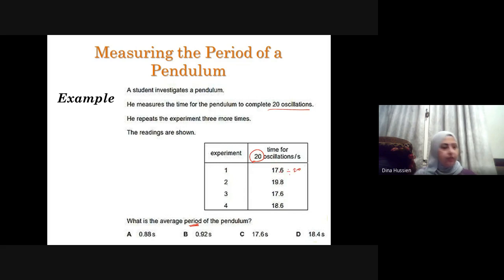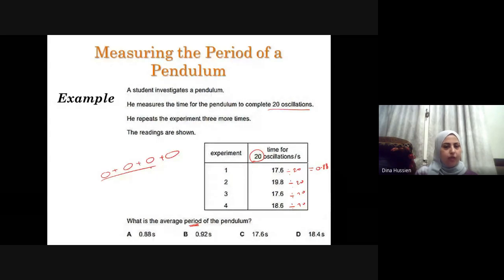So I'll do 17.6 divided by 20 and write the answer, which will be 0.88. Then I'll do 19.8 divided by 20, 17.6 divided by 20, 18.6 divided by 20. And then how do I get the average? I'm going to add each and every value, the 4 values that I have, divided by their number to get the average. And if you calculated this, you're going to find the answer.